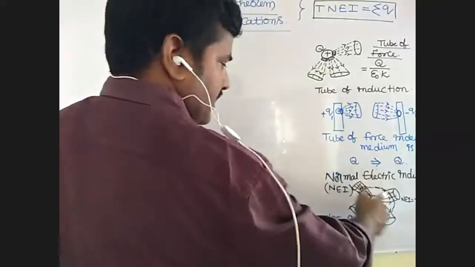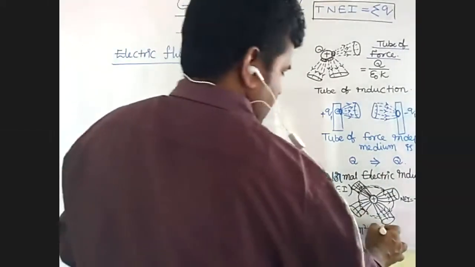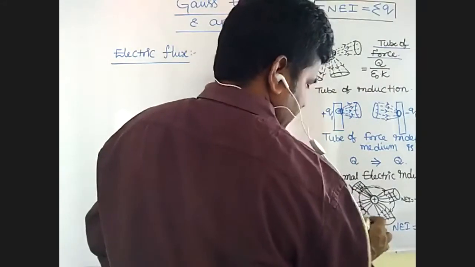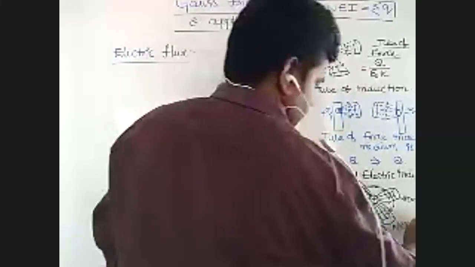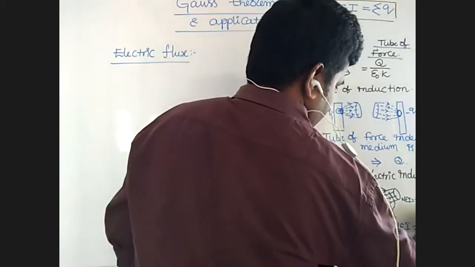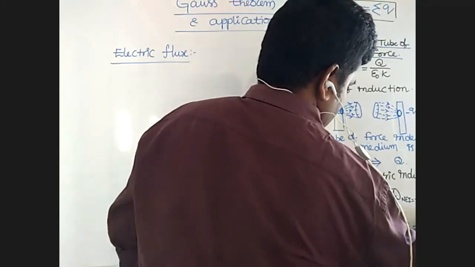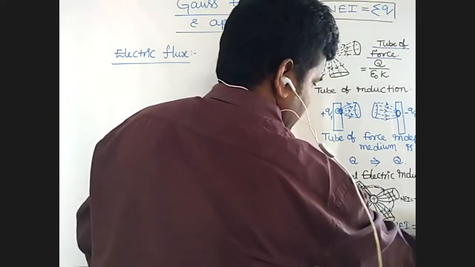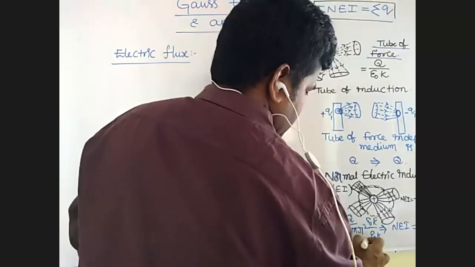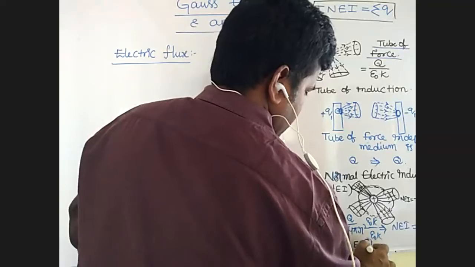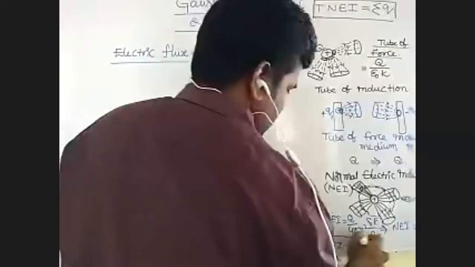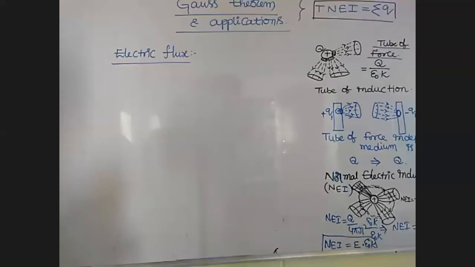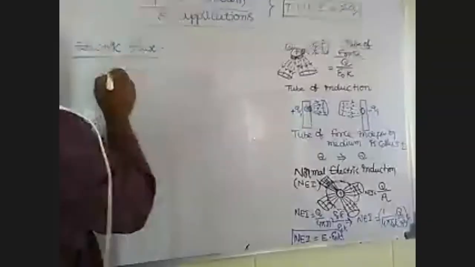Area is nothing but 4 pi r square, the sphere area. And NEI, normal electric induction, is obtained by multiplying and dividing by epsilon naught K: 1 upon 4 pi epsilon naught K into Q upon r square into epsilon naught K. That is E, the intensity, into epsilon naught K. That is normal electric induction, E into epsilon naught K.